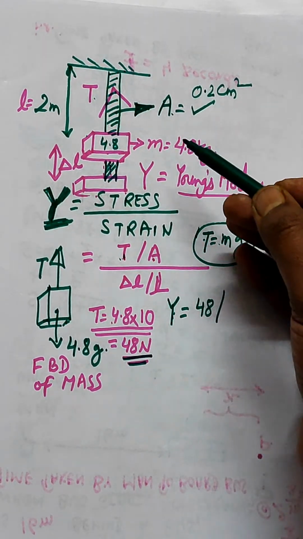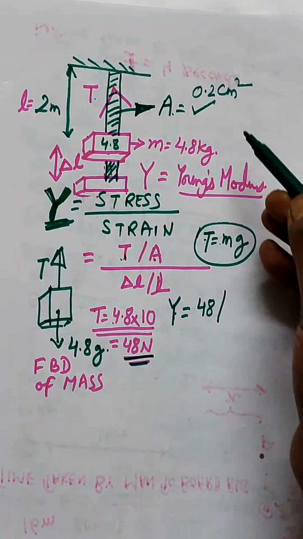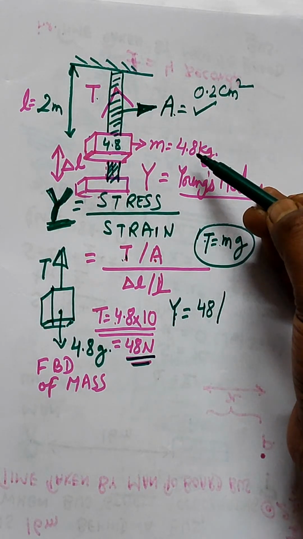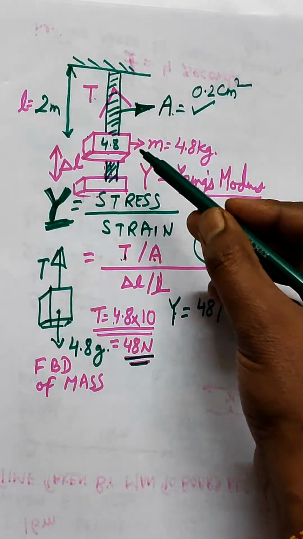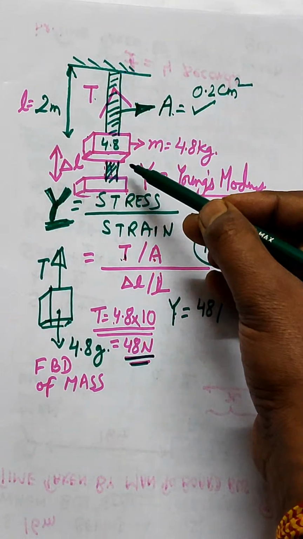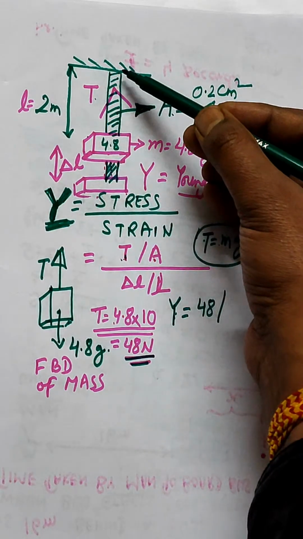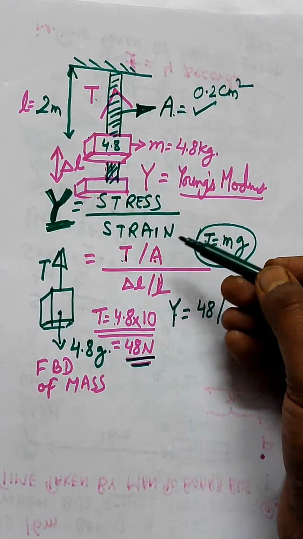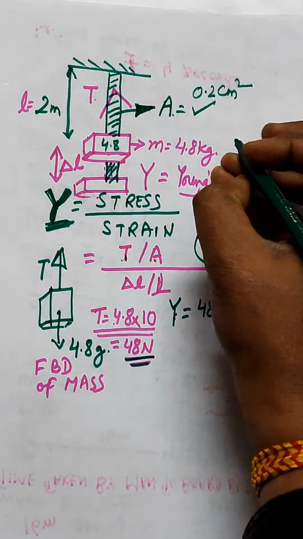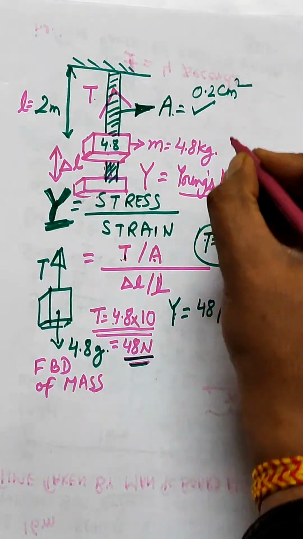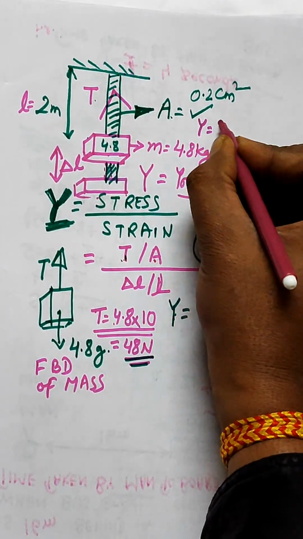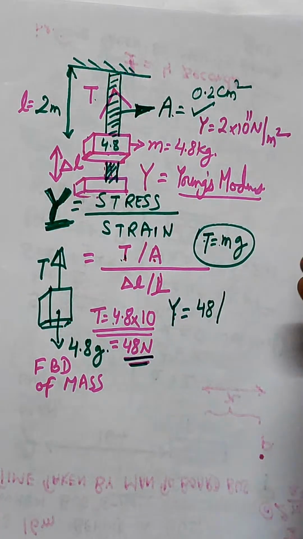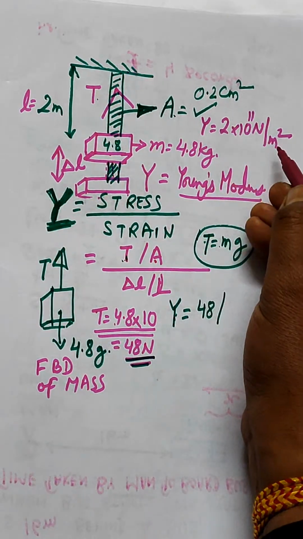One end of a wire 2 meter long and 0.2 centimeter square in cross section is fixed in a ceiling and a load of 4.8 kg is attached to the free end. Why is this the free end? Because the other end is attached to the ceiling. Find the extension of the wire, given that the Young's modulus of steel wire, Y, is 2 into 10 power 11 Newton per meter square. So this value of Young's modulus is given, right?